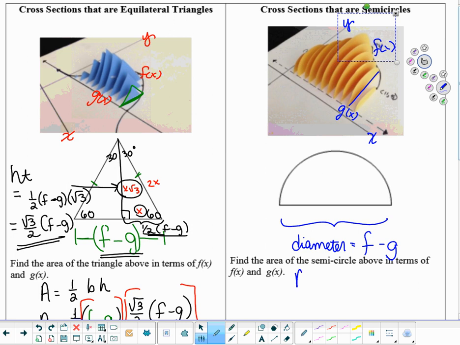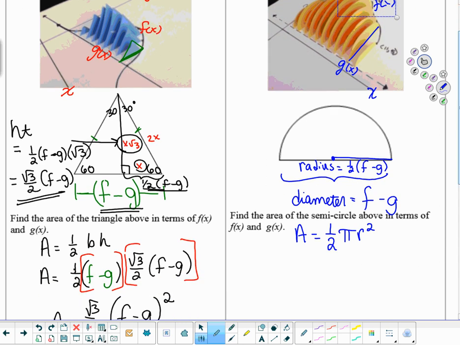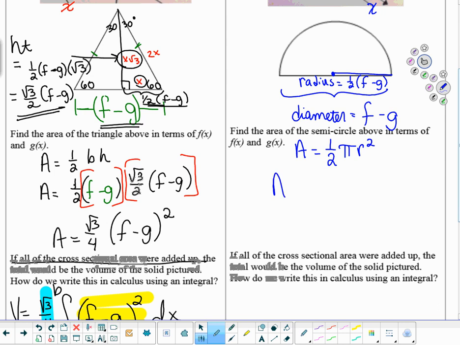Now I want to find the area of a semicircle, 1/2 pi r squared. That means I need radius. Well, how far is it across? Well, it's half the distance for the radius, isn't it? The radius will equal 1/2 of the diameter, f minus g. Okay, that's all I need. I need radius to calculate the area of a semicircle. That's going to give me 1/2 pi times 1/2 f minus g. I'm substituting in my radius. It gets squared, correct?